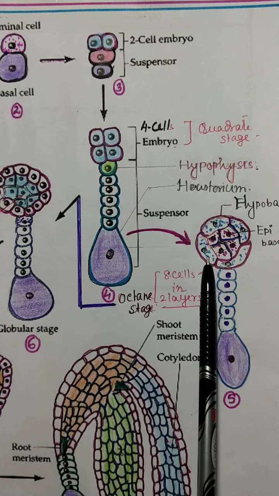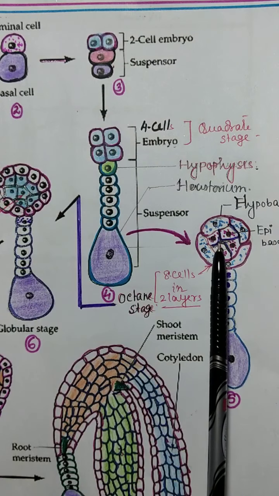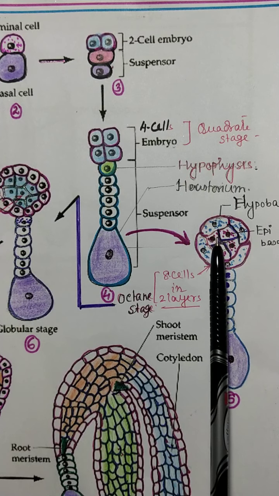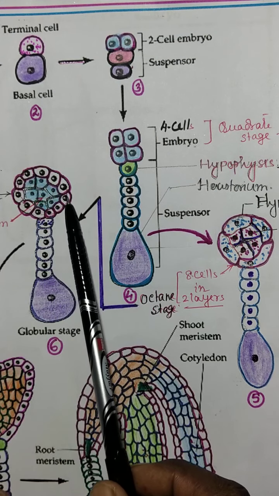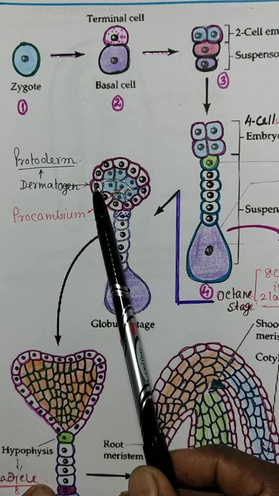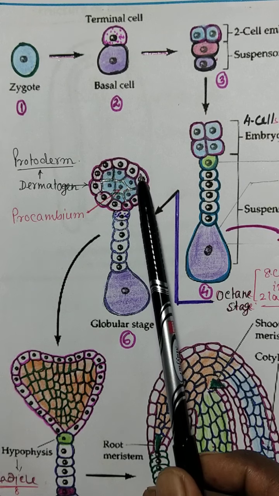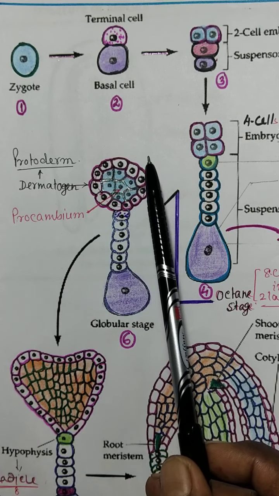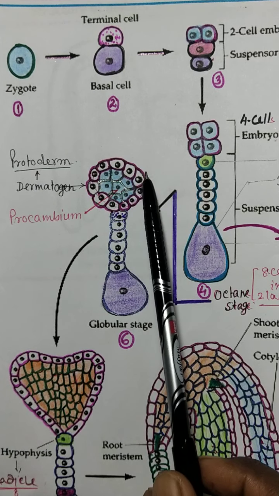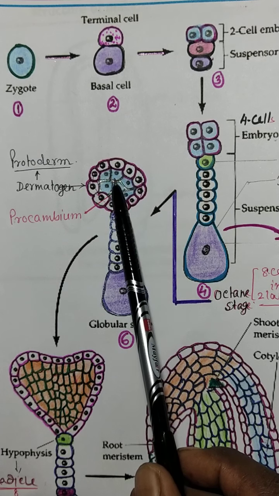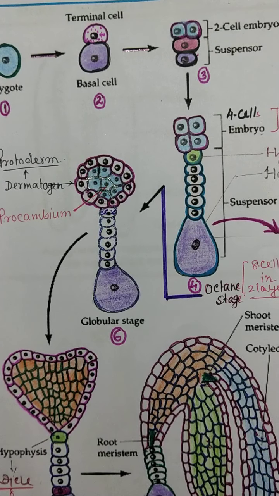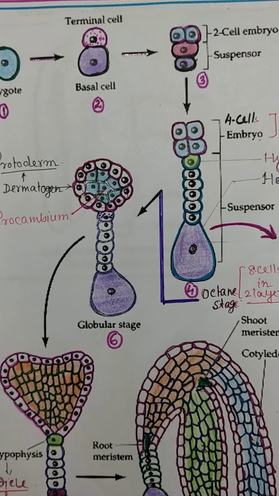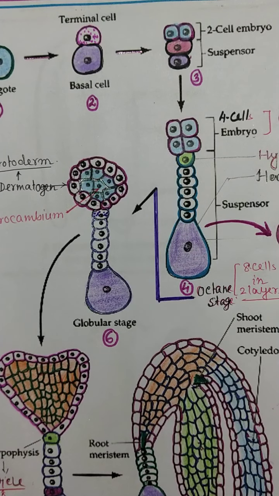These 8 embryonic cells divide periclinally to produce an outer layer of protoderm. This is the outer layer of protoderm, or dermatogen. Finally, this dermatogen will form the epidermis. The inner cells are known as procambium and ground meristem. The procambium gives rise to the stele or vascular strand. The ground meristem produces the cortex and pith.